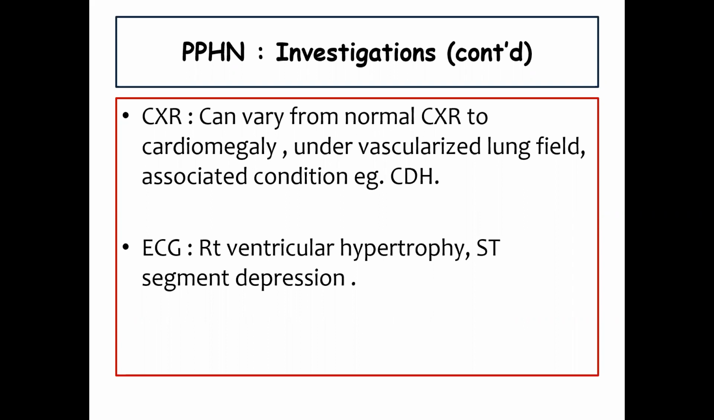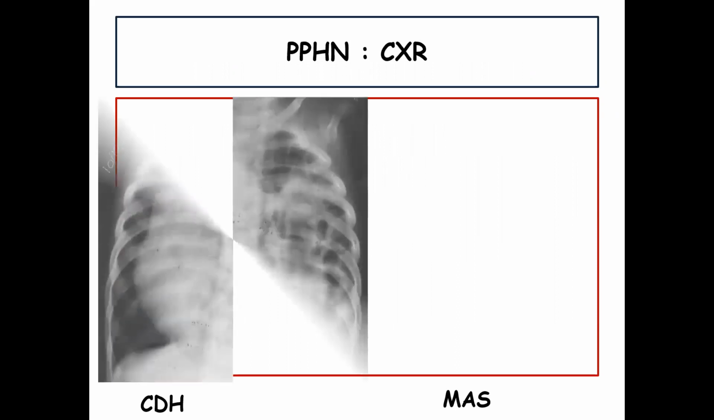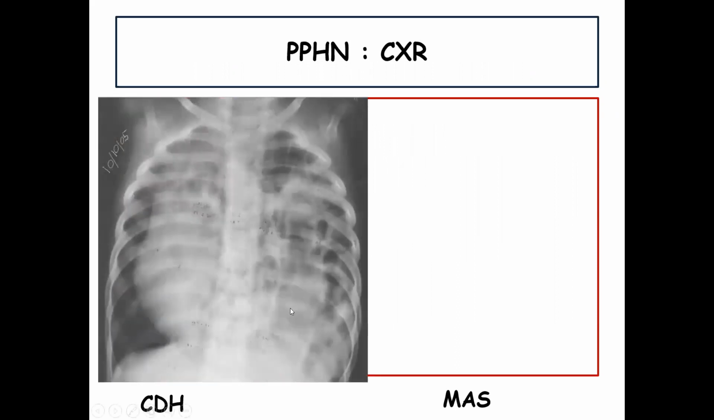One might see extensive hyperinflation with coarse nodular opacities and increased lung volume if we are dealing with meconium aspiration syndrome. And in ECG, one might see right ventricular hypertrophy with ST segment depression because of the increased right ventricular afterload. So this is an X-ray showing a classical diaphragmatic hernia, left-sided, and likely Bochdalek hernia.